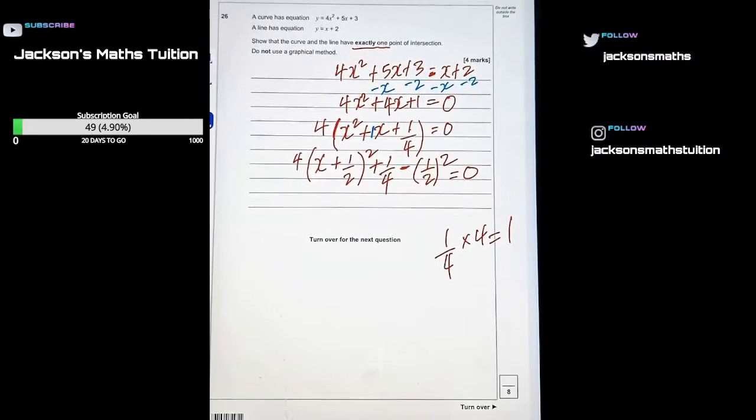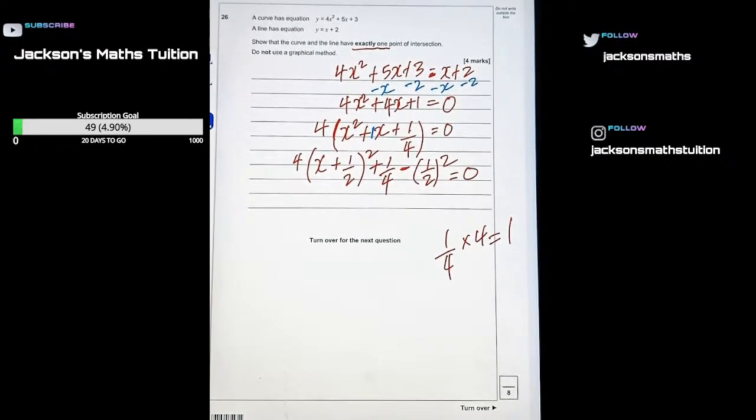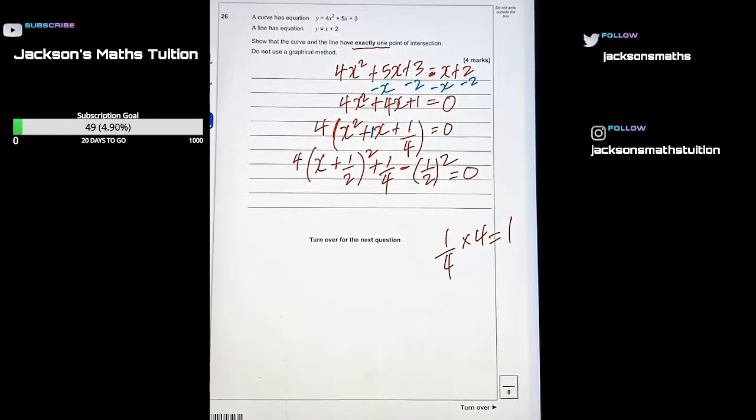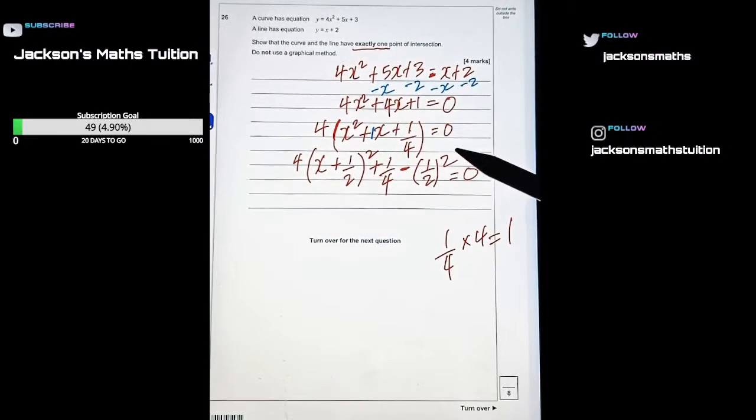Why are we dividing by 2? Because we're trying to find the perfect square. The closest perfect square to this quadratic. This is the completing the square method. If you have never done completing the square before, yeah, it's going to be a bit confusing.